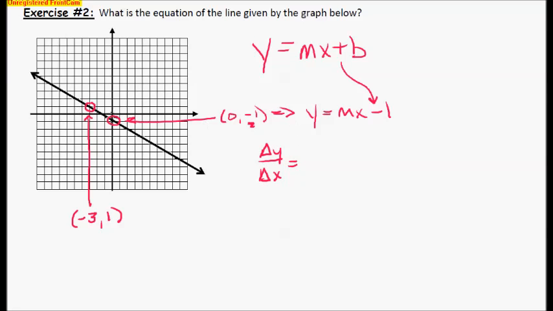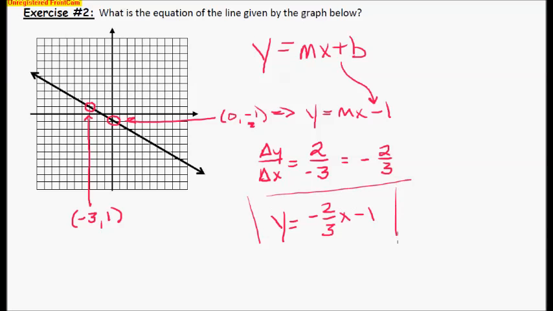All right, let's start down at this one, and let's go up 2, to the left 3. So I went up 2. Now when I go to the left 3, that's a -3. All right, so I'm going to write that as -2/3. Okay, so now I take what I have here and I just plug in my slope of -2/3. And there it is. All done.